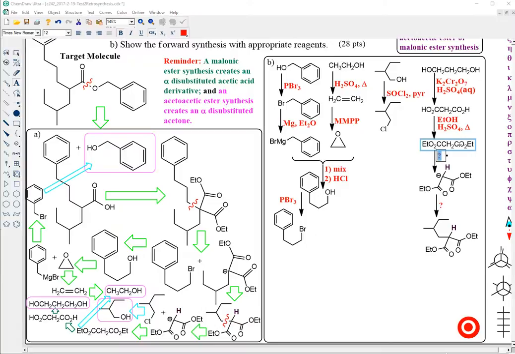Diethyl malonate is easily deprotonated using a base such as sodium hydroxide. The alkyl chloride that we made earlier will then react with the anion to create the sigma bond required here.